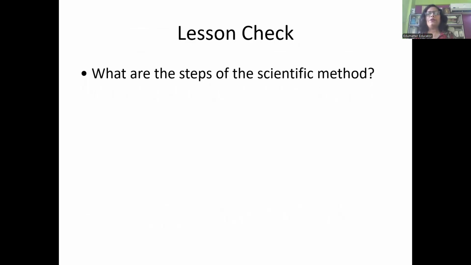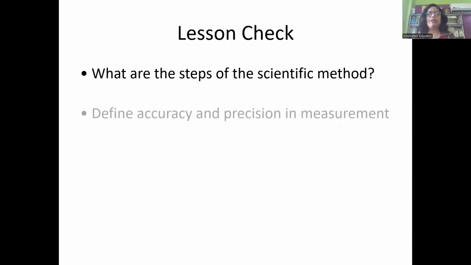Now lesson check questions. These are to be solved or answered by the students or learners. After the lecture is over, after you have understood, then check yourself whether you have got the concepts. So, what are the steps of the scientific method?